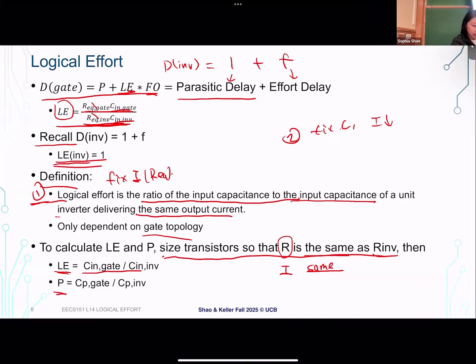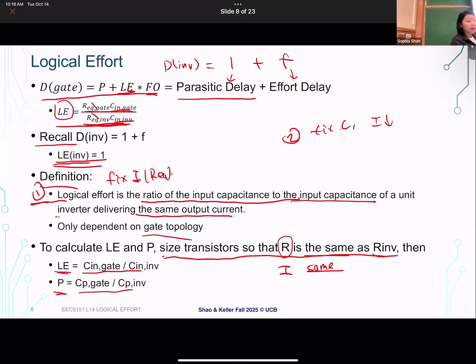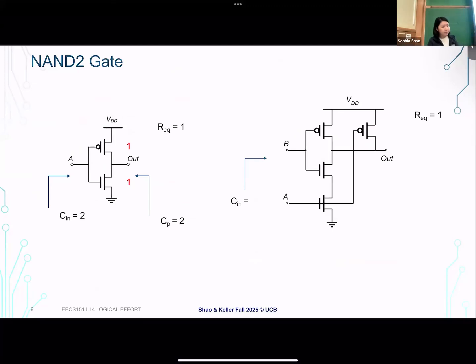Again, we size it so that current stays the same, and we will see the ratio with both the input capacitance and the parasitic capacitance. That gives us a factor to see the normalized parasitic delay and also the logical effort. So far, so good. I guess it's a little bit abstract, but we see the intuition behind what we're trying to do. Let's take a look at some examples to make it less abstract.